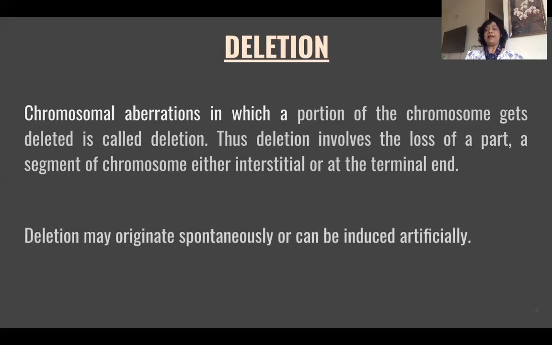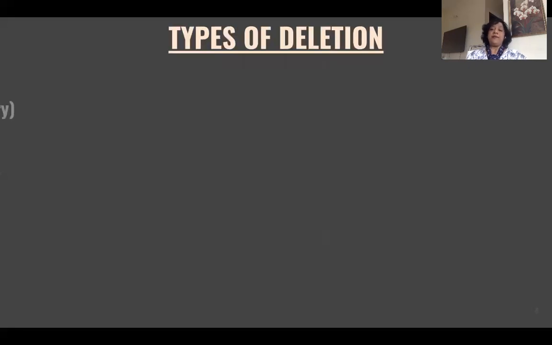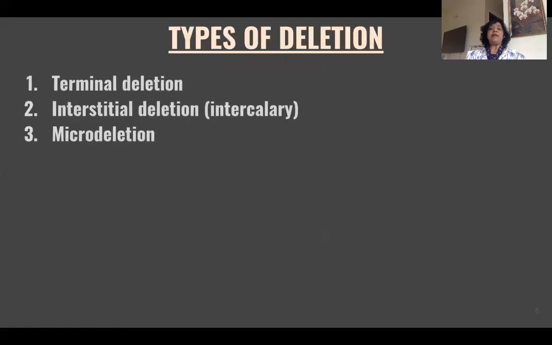Why does the deletion occur? There are many causes. So sometimes it originates spontaneously. We don't know the reason why it has occurred. Or sometimes it is artificially induced for various experiments. So deletion may originate spontaneously or it can be induced artificially. So let us study the different types of deletion.